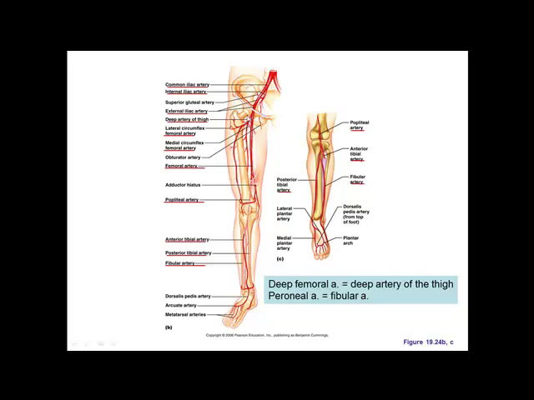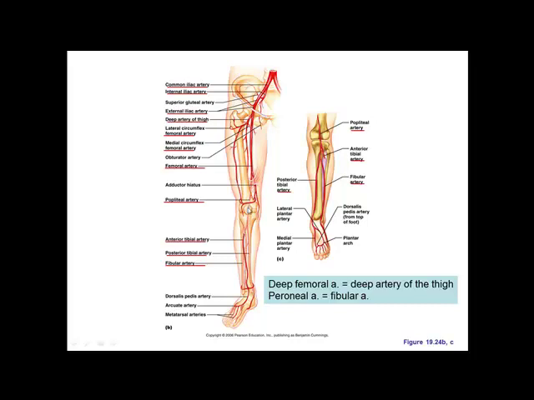Coming off of our deep femoral artery, we are going to have a lateral circumflex and a medial circumflex artery. So lateral is traveling laterally, so towards the outside or away from midline, and the medial circumflex is traveling medially. Okay, here is our femoral artery traveling down, down, down. It passes through the adductor hiatus, and it will turn into our popliteal artery.